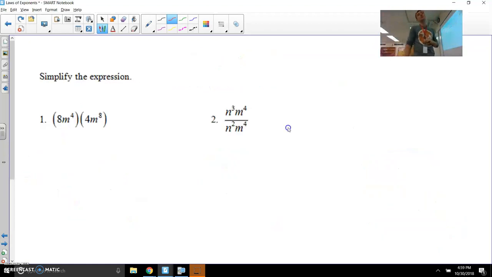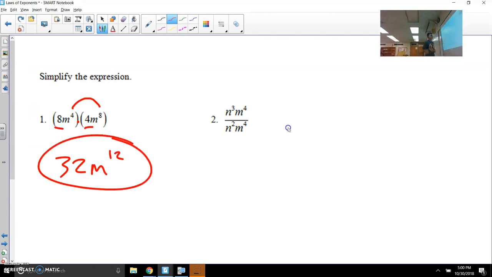Okay, so let's jump into a few to practice. I'm going to do about half of them with you, and I want you to try the other half. Okay. So the very first one, we want to know how to put 8 and 4 together. They're written against each other, which means you're going to multiply. So 8 times 4 is 32. And then these powers should add together because they're multiplying. Kind of a rule for exponents here. And that gives you m to the 12th. Nothing else you can really do there.